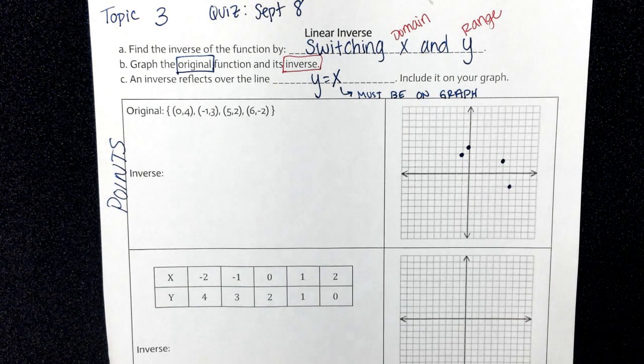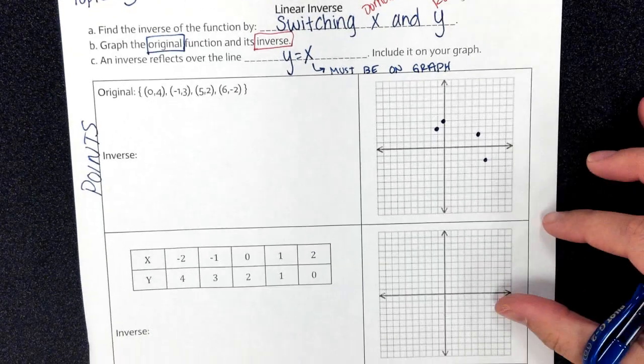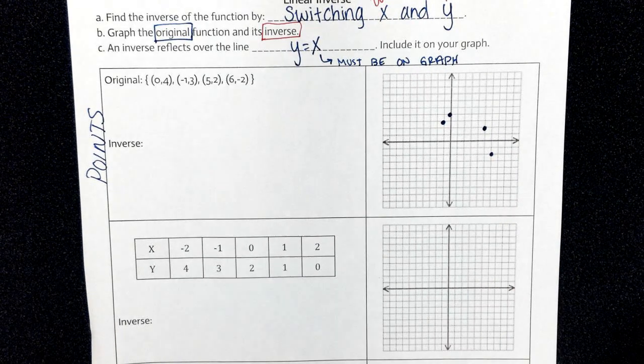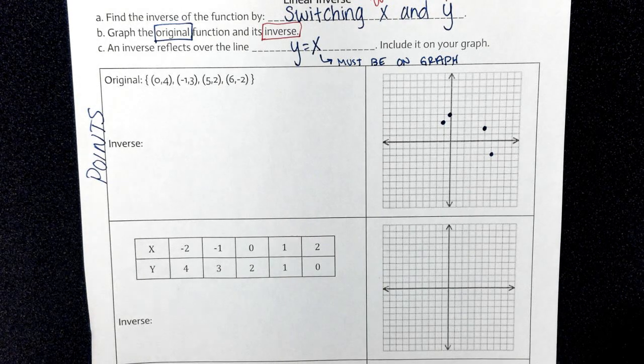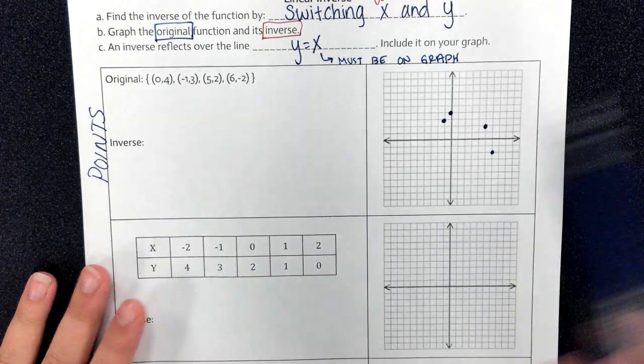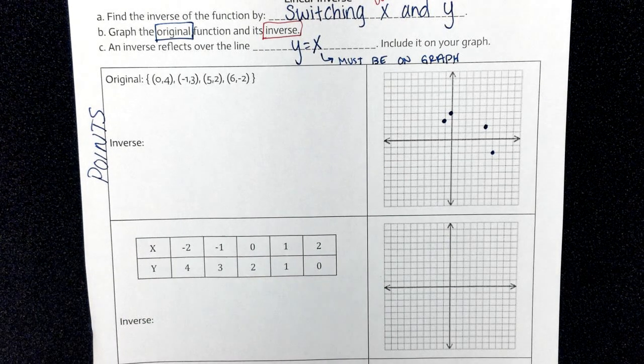Okay? Check up real quick. You should have a graph that looks similar to mine. No lines because these are points. That's not a line. Okay? So now we need to graph the inverse. And the minute you hear inverse, what should your brain be thinking? Switch what? Your x and y.